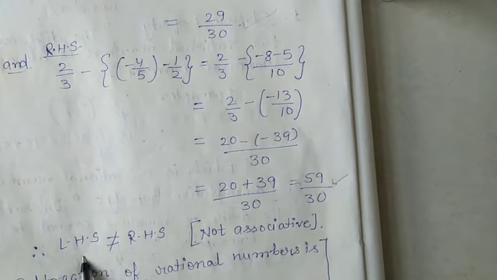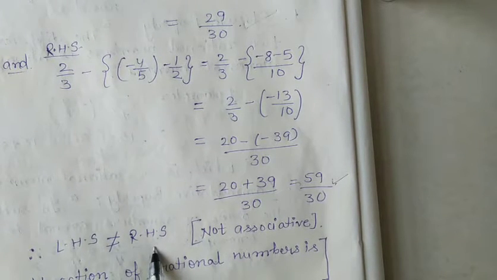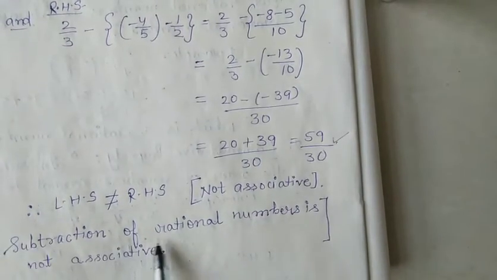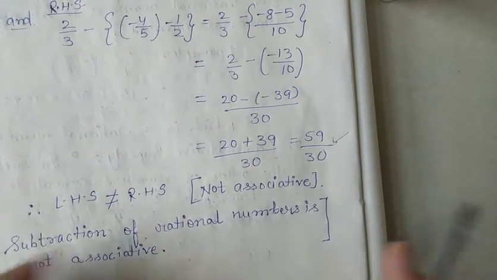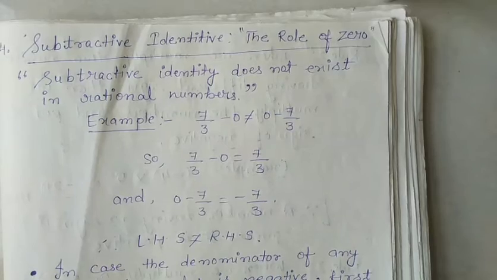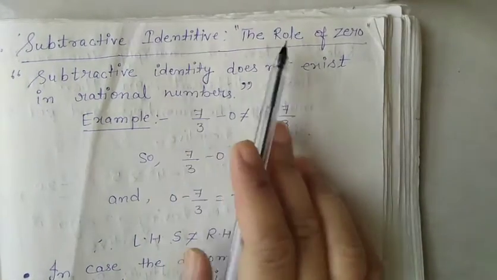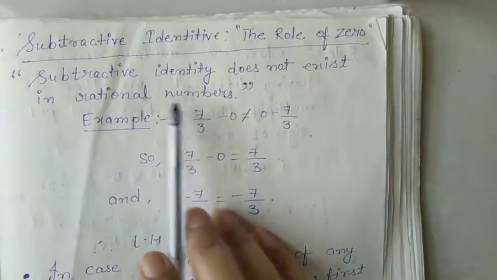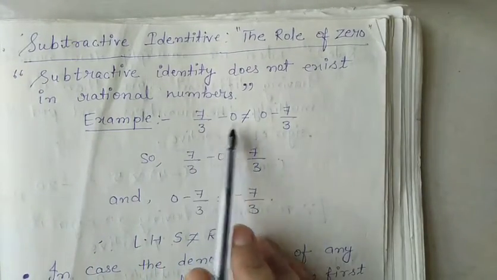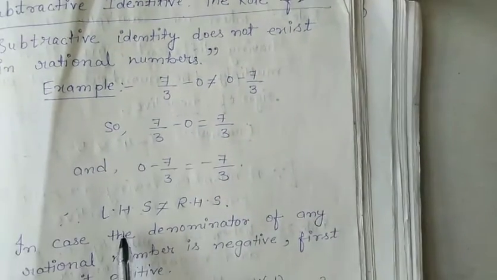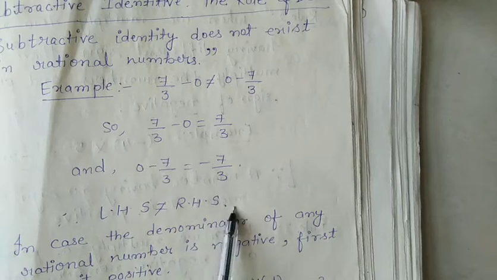It means left hand side is not equal to right hand side. It means this is not associative. Subtraction of rational numbers is not associative. Then our fourth property is subtractive identity. The role of 0, subtractive identity does not exist in rational numbers. It means 7 by 3 minus 0 is not equal to 0 minus 7 by 3. Here left hand side is not equal to right hand side.